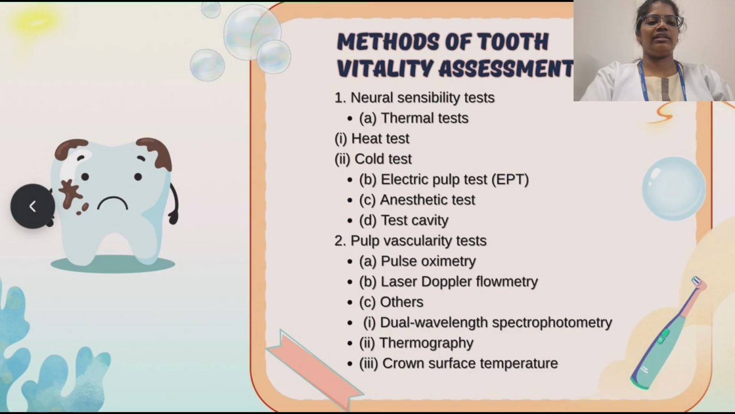Methods of tooth vitality assessment: neural sensibility test and the pulp vascularity test. Under the neural sensibility test comes the thermal test, electric pulp test, anesthetic test, and test cavity. Under the pulp vascularity test comes the pulse oximetry, laser Doppler flowmetry. Others include dual wavelength spectrophotometry, thermography, and crown surface temperature.